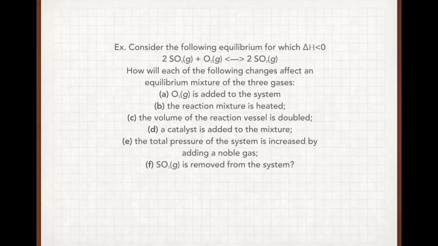And then finally, if you remove SO3, so you're decreasing your product, what that means is that you're going to have a shift to the right to make up for that loss. And so your concentration of SO2 and your concentration of O2 are going to decrease.